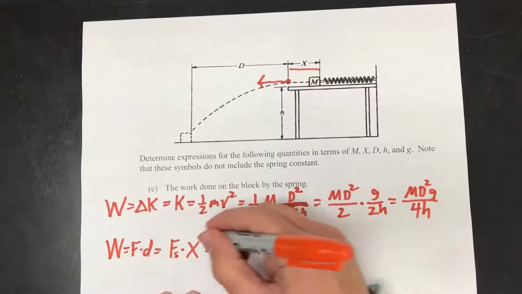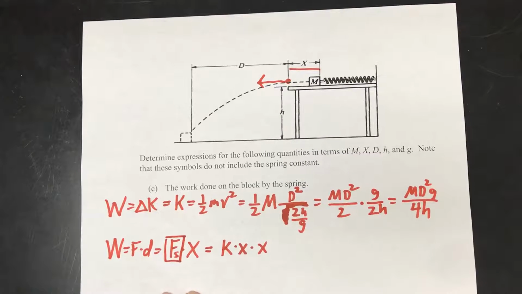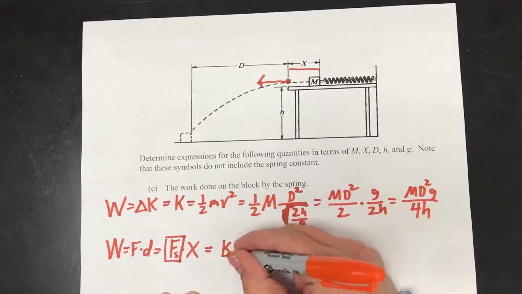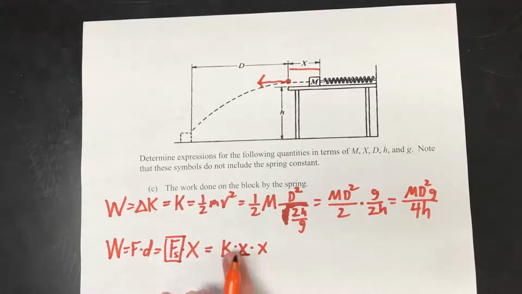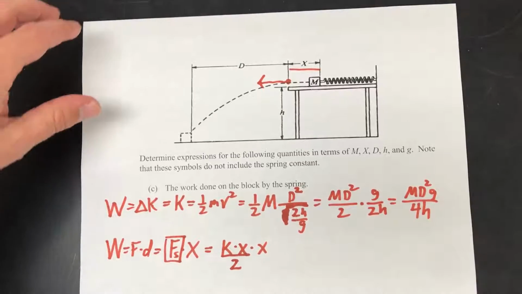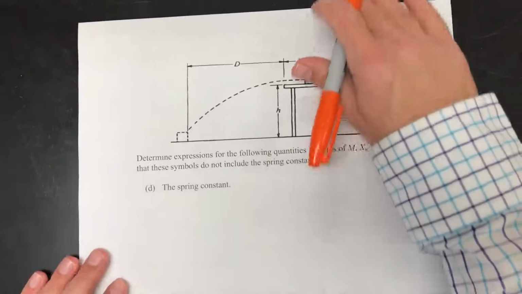But another issue is that this is not the force that it pushed the whole time. That is the maximum push it had when it was compressed all the way to x. So if you did know k, let's say, and you were going to use this, you would have to actually take the average of the force. This would be the maximum, kx, but the minimum is 0 when it's all the way at the end. So the average would be this over 0. You'd have to divide that by 2. But in this case, it doesn't even matter because we don't know the spring constant.